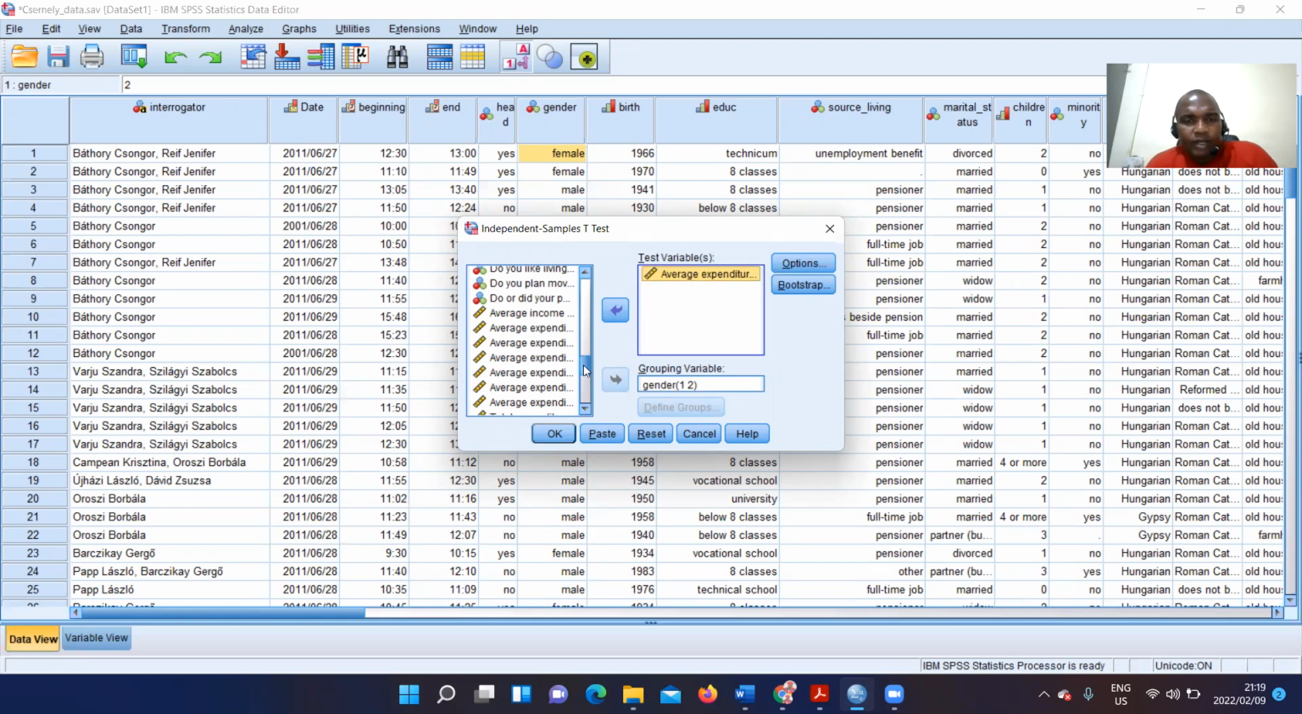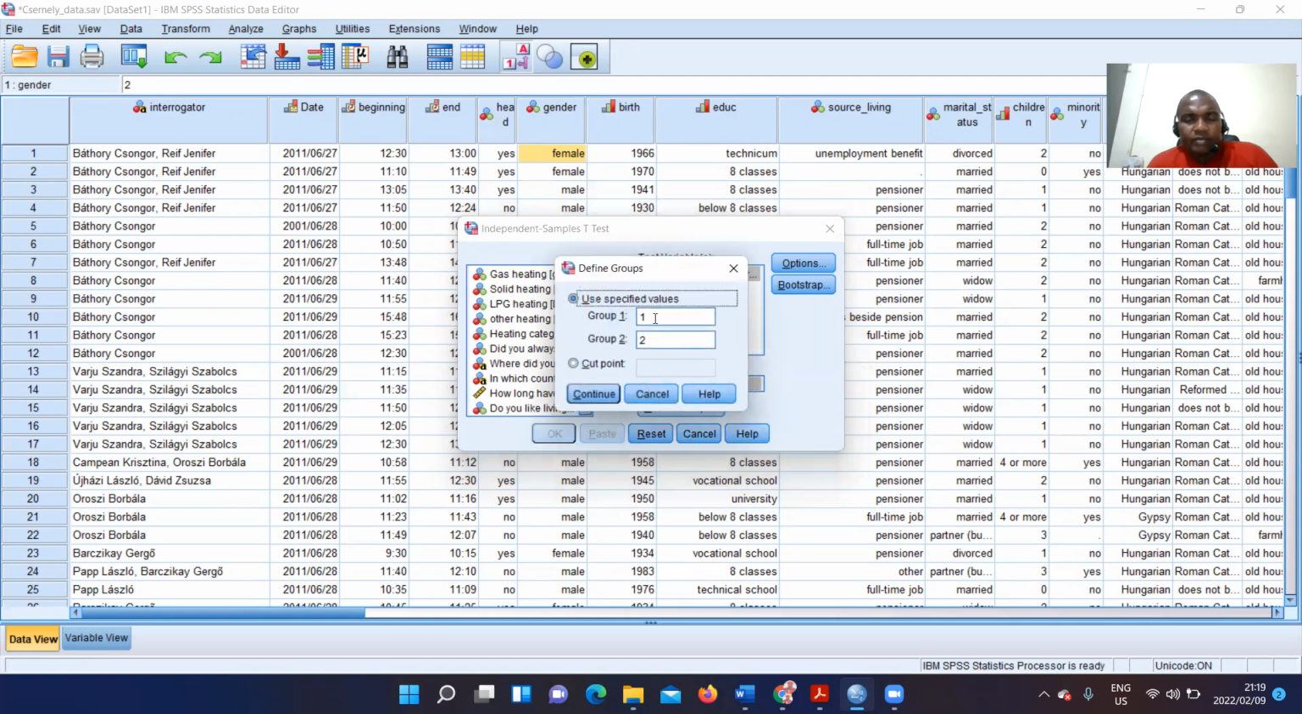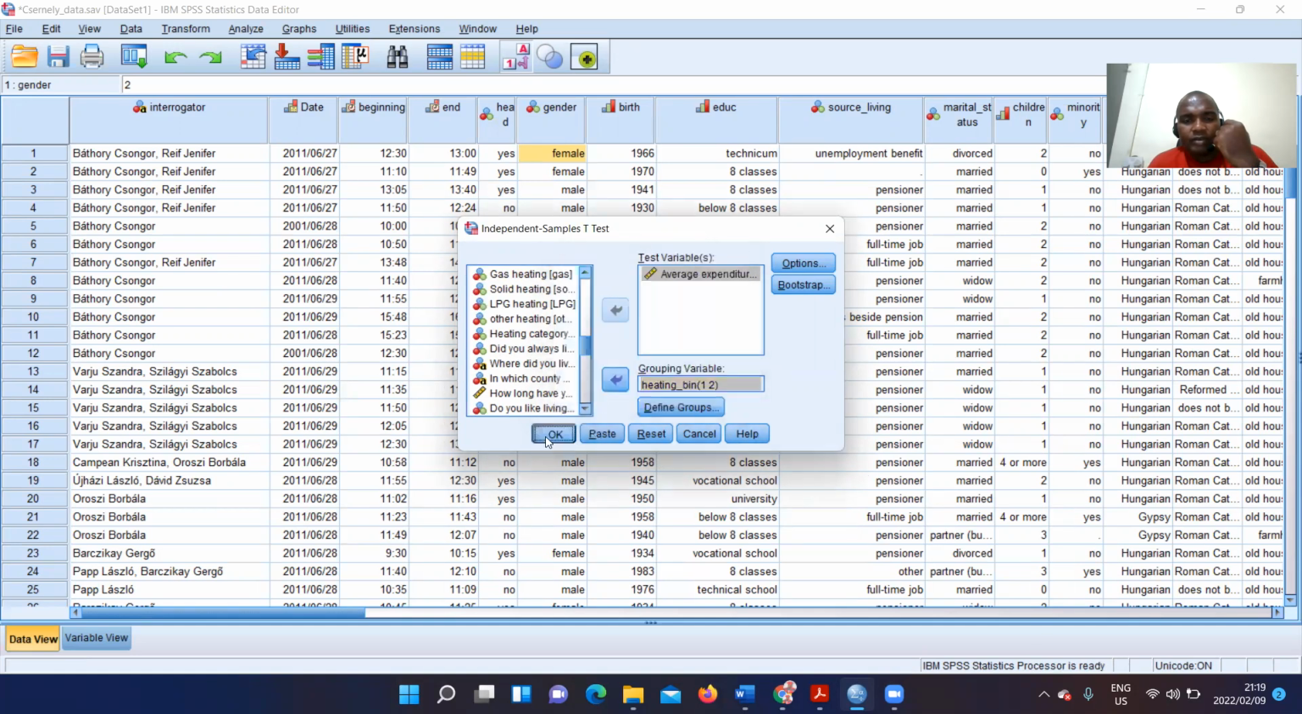And the grouping variable has to be gas or solid fuel. That's our grouping variable. And then I define the groups as 1 and 2. I continue.